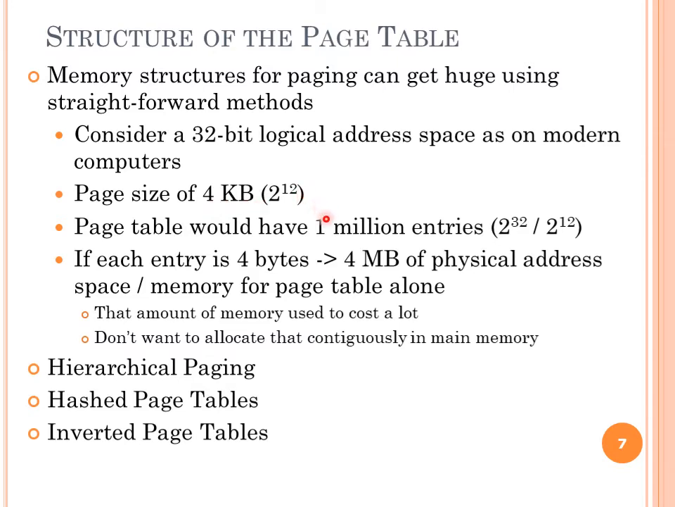Then they say that it would require 1 million entries. That is, a 32-bit logical address space means you can have 2 raised to 32 valid addresses here, divided by each page size 2 raised to 12, which comes to 2 raised to 20, which is equal to 1 million. So the page table would have 1 million entries, but to store this page table we require 4 MB of memory. So memory for the page table alone is 4 MB, not the page contents.